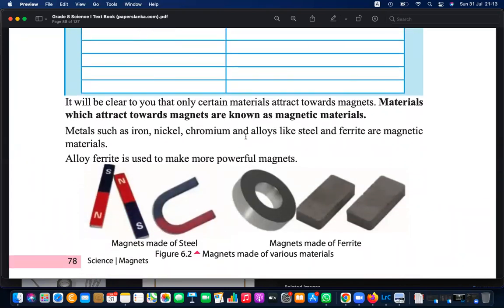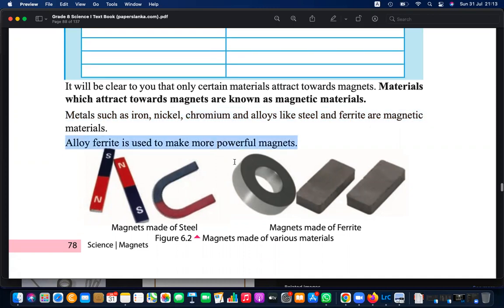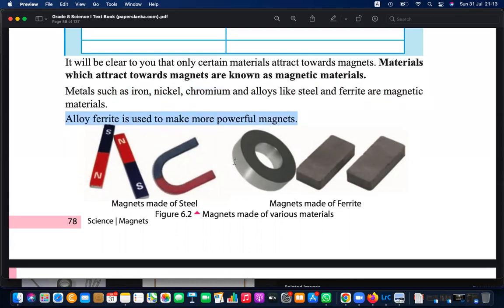Okay. Certain materials will attract, but certain ones will not. Materials which attract towards magnets are known as magnetic materials, right? Iron, nickel, chromium, alloys, right? These are magnetic materials. Alloy ferrite is used to make powerful magnets.